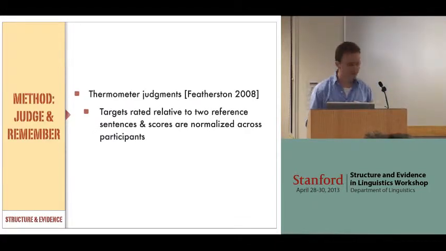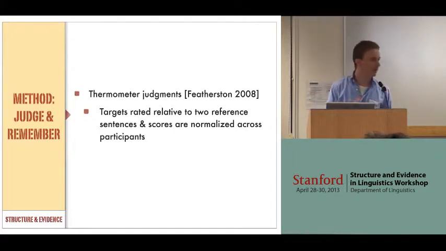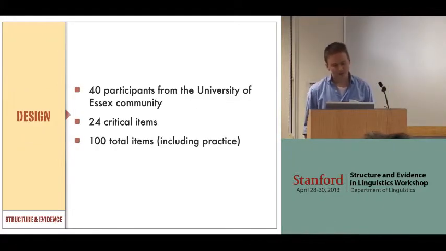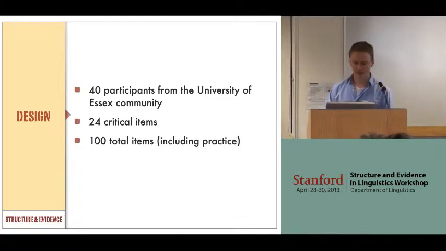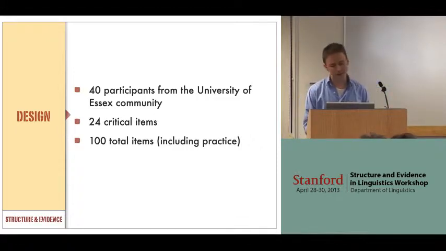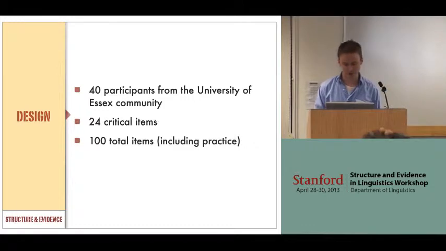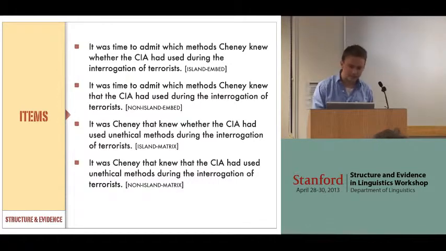So we used a thermometer judgment task. Basically, we're getting acceptability judgments from people, and then we normalize them. And we had 40 participants in this with 24 sets of island items that I'll show you in a second, with basically 3 times the amount of fillers. So the critical items look something like this, and the key one is the one up top here.